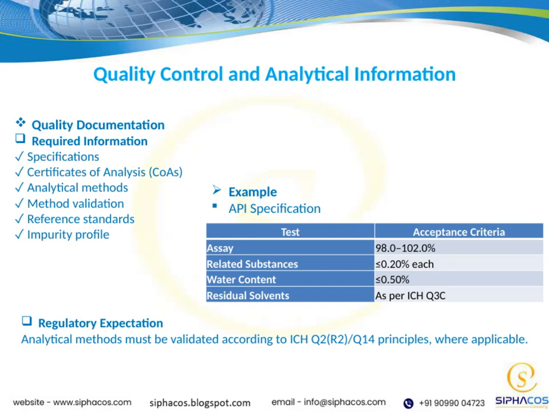Here, we see an example of how an API specification aligns with regulatory expectations. Analytical methods need to be validated following ICH guidelines, specifically Q2 and Q14, whenever they apply. The table highlights key tests and their acceptance criteria. For example, assay results must fall between 98 and 102%, and related substances should not exceed 0.2% each. Quality control relies on thorough documentation, including specifications, certificates of analysis, validated methods, reference standards, and a clear impurity profile. This ensures consistency and compliance throughout.